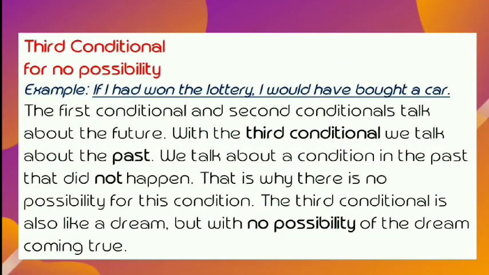Third conditional. For no possibility. Example, if I had won the lottery, I would have bought a car. The first conditional and second conditional talk about the future. With the third conditional, we talk about the past. We talk about a condition in the past that did not happen. This is why there is no possibility for this condition. The third conditional is also like a dream, but no possibility of the dream coming true.